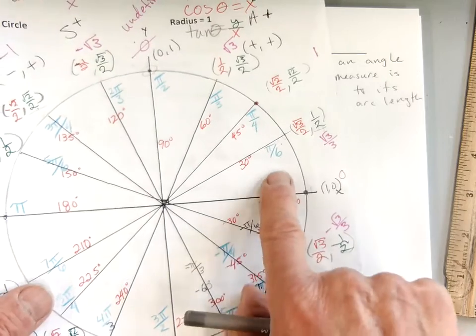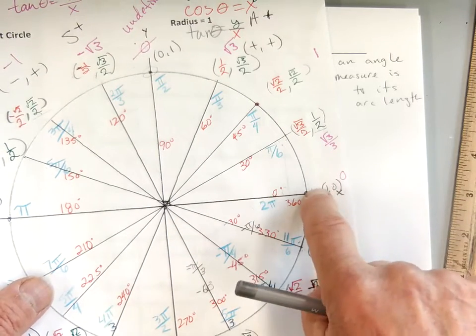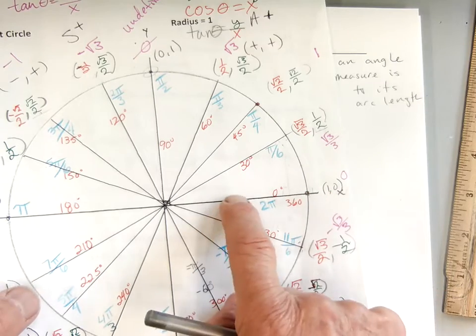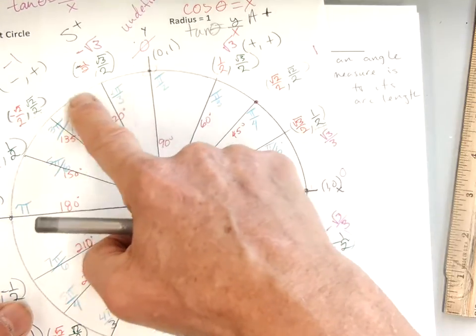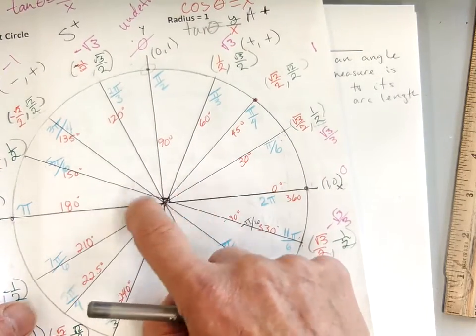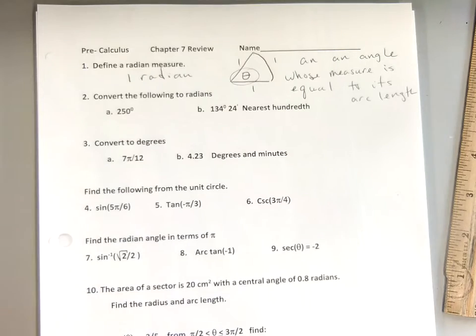When I have an angle of pi/6 radians, that's the angle, and the arc length is also pi/6. If I have an angle of pi, that means the arc length is pi, where the angle and the arc length are connected and the same. Okay? How's that?